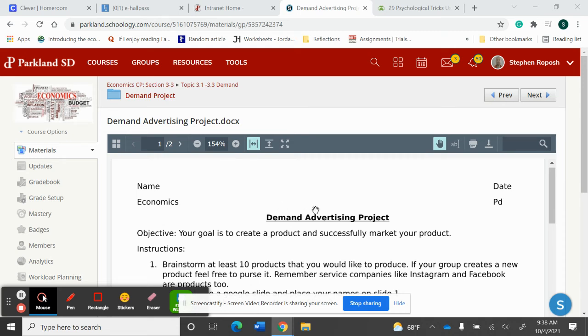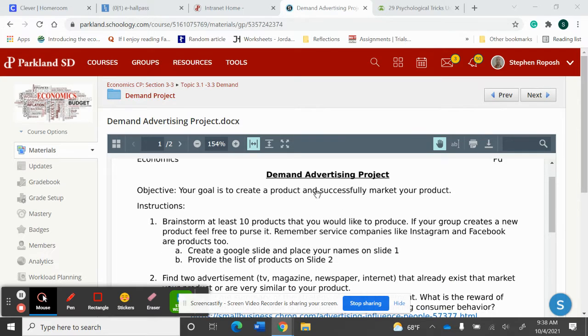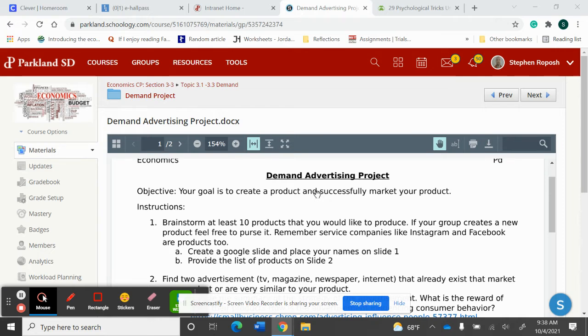All right, what you're going to be working on is called the demand advertising project. Your job is to come up with or create a new product that you want to push, sell, or advertise. This product can be something completely new. It can be something that Under Armour or Nike already have and you want to help sell it.